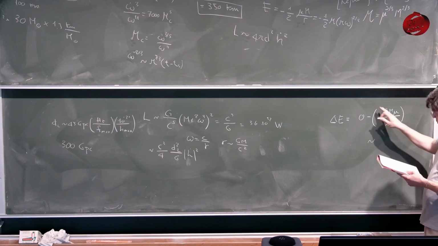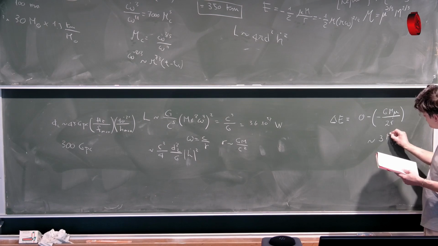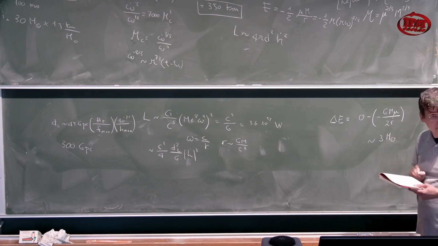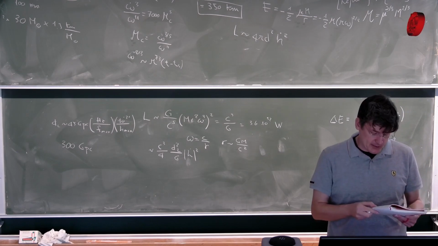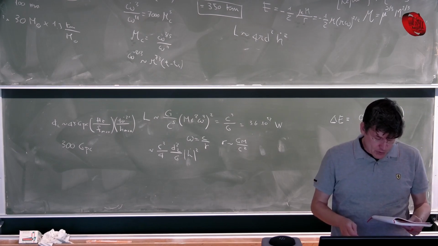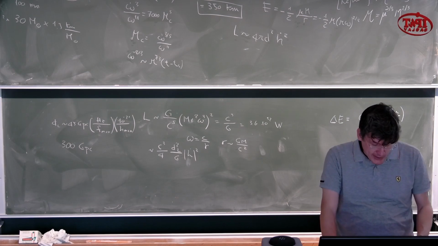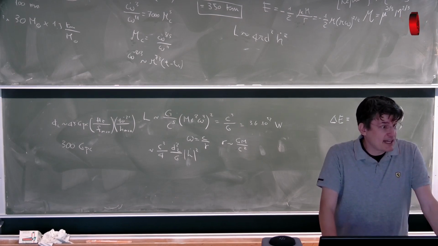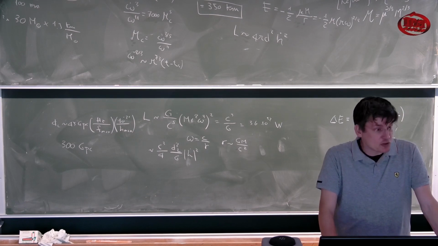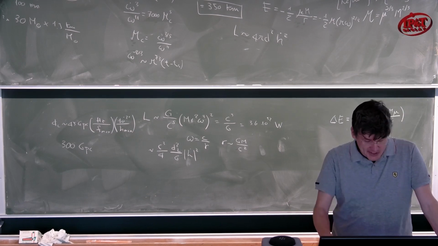So if again you put in the various constants, you get something like 3 solar masses, okay, most of it emitted toward the end of the inspiral. So this is a huge loss of energy. For instance, the sun over the whole of its lifetime will lose only something like 0.01 solar mass. This is 3 solar masses.